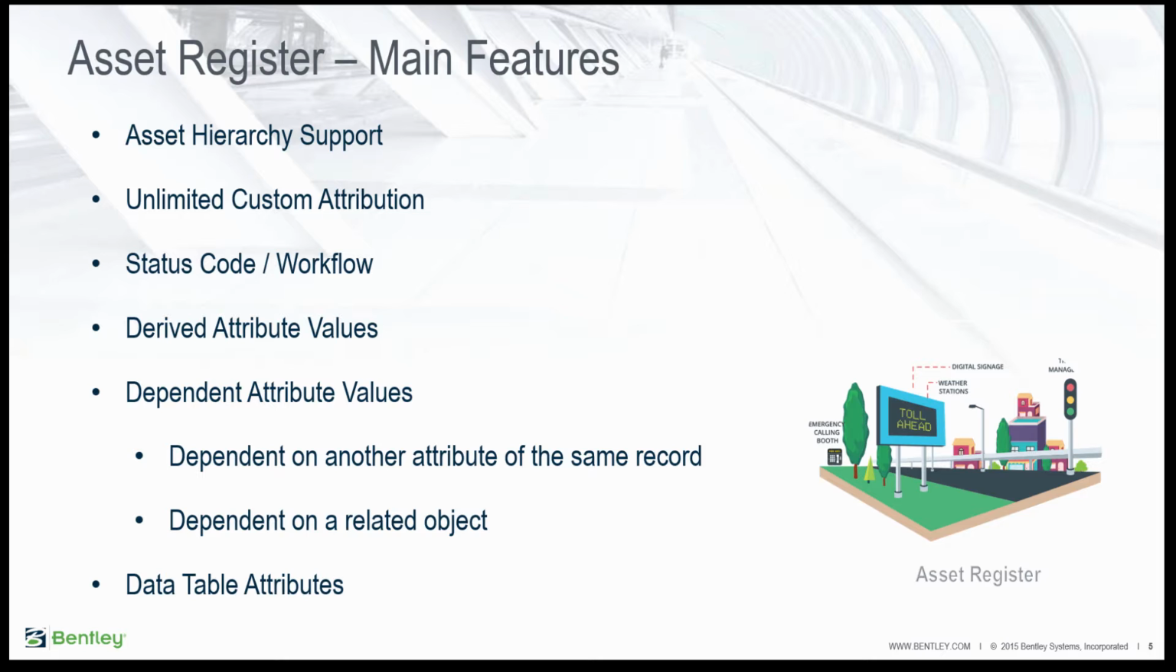To help model your assets, AssetWise supports derived attribute values and also dependent attribute values, where a value can either be dependent on another attribute of the same record or dependent on a related object, and I'll show some examples of those in later slides. Another interesting feature of the asset register is support for data table attributes, where you could have multiple attribute values and also multiple records within a single attribute. And again, I will demonstrate how these features work in the coming slides.